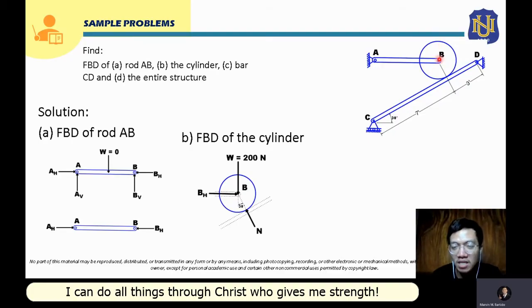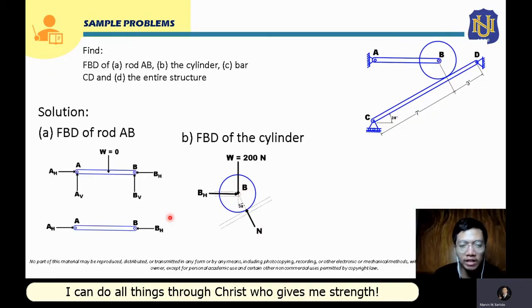So it is supported by this pin here at point B, and also this cylinder is leaning at bar CD. So this bar CD will serve as a support also for this cylinder. Since it is leaning at bar CD, the support that it provides will just be equivalent to a frictionless surface.